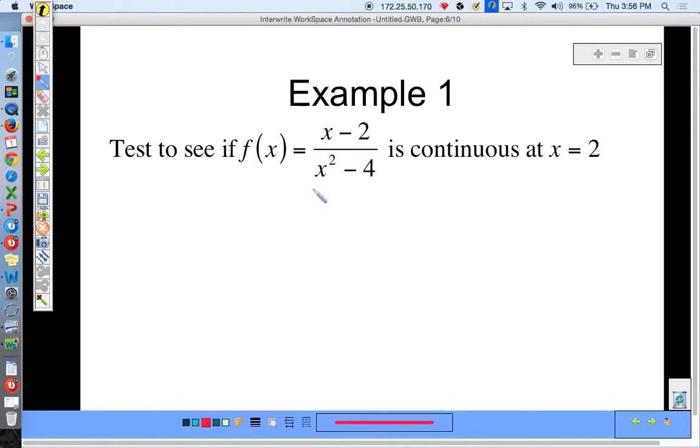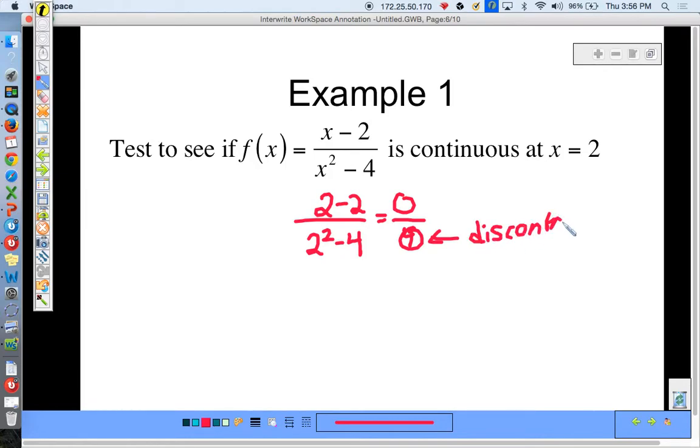We could also see if it's discontinuous by plugging in the value 2. Well, not always 2, but in this case we want to know if it's continuous at 2. So we have 2 minus 2 over 2 squared minus 4. 0 over 4, 0 over 0, and we can't have this, so it must be discontinuous.